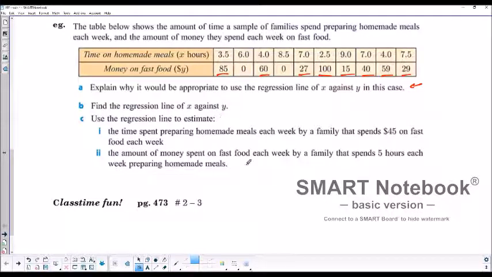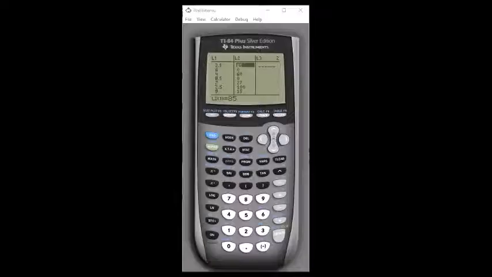So if we use our graphing calculator, I just have to share that with you. Okay, so I've already put in the values for the top row of the table of values in L1. So 3.5 hours preparing a meal, 6 hours preparing a meal, 4 hours, etc.